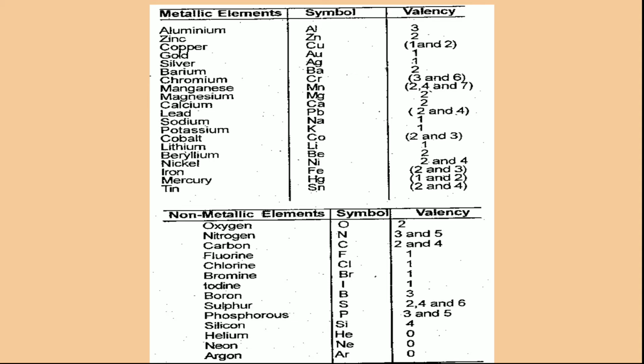then cobalt, capital C small o, 2 and 3, lithium, capital L and small i, it is 1, then beryllium Be has 2, then nickel Ni 2 and 4, iron Fe 2 and 3, mercury Hg 1 and 2, tin Sn, that is 2 and 4.